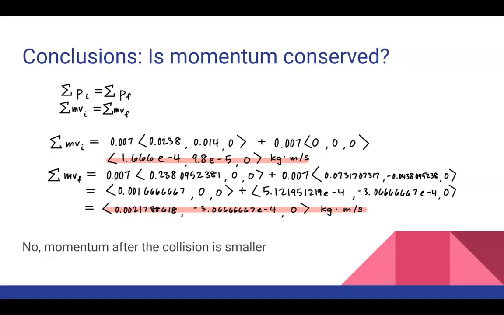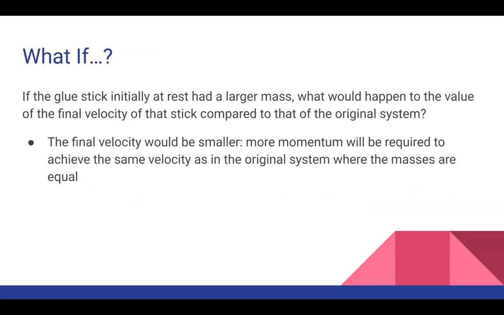Also, is momentum conserved? Momentum was not conserved, and as you can see in the work shown, the final momentum was smaller after the collision. And what if the glue stick initially at rest had a larger mass? What would happen to the value of the final velocity of that stick? The final velocity would be smaller because more momentum will be required to achieve the same velocity as in the original system where the masses are equal.